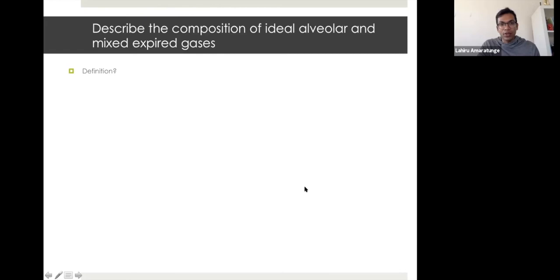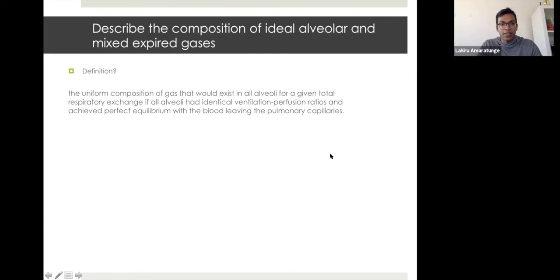Describing the composition of our ideal alveolar and mixed expired gases. So essentially I've just got this definition here saying the uniform composition of gas that would exist in all alveoli for a given total respiratory exchange, if all alveoli had identical VQ perfusion ratios and achieved perfect equilibrium with the blood leaving the pulmonary capillaries. So this is a definition I was never really asked, but this is what ideal alveolar and mixed expired gases are about. So what I might get you guys to do is answer these questions. Take a couple of minutes.